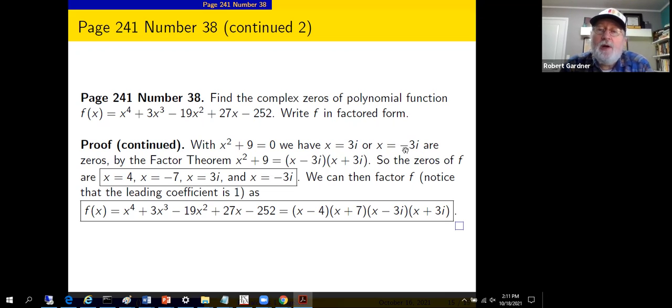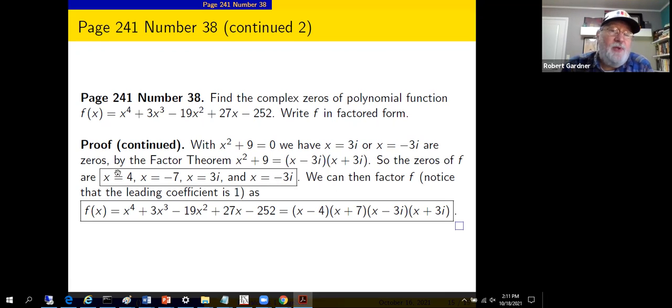So both of these are roots of x squared plus 9, zeros of that polynomial function. And so we can factor x squared plus 9 into the product of these two linear terms. So 3i and negative 3i, these are also zeros of that function. They wanted us to find the complex zeros. Let's go a little further than that. Let's give them all the zeros. The zeros are positive 4, negative 7, 3i, and negative 3i.